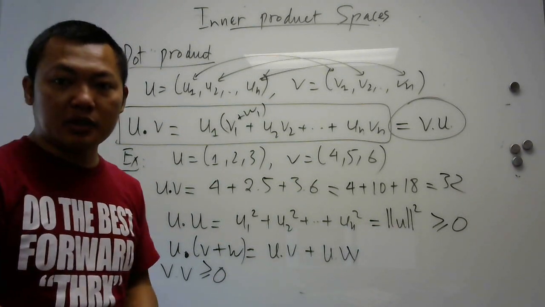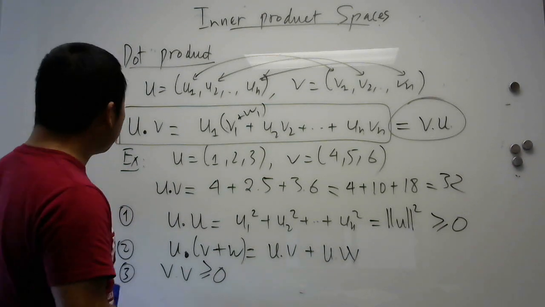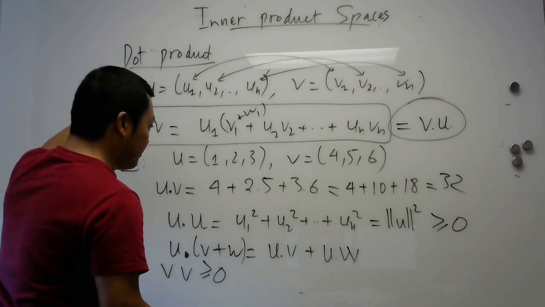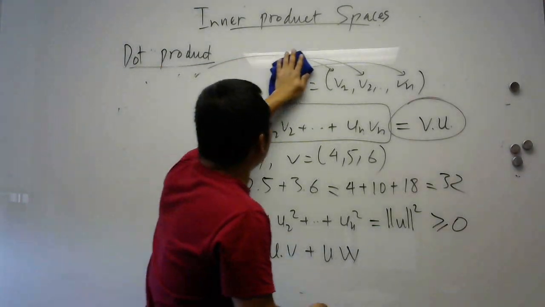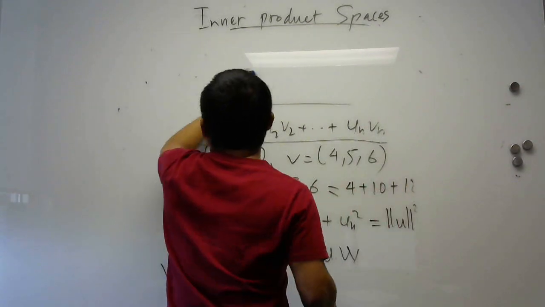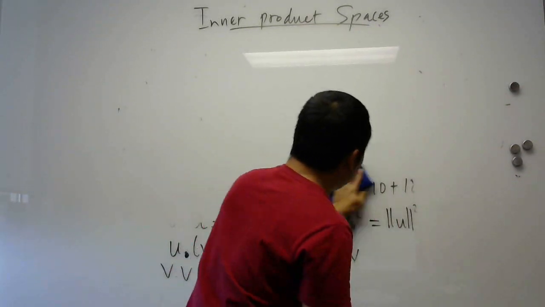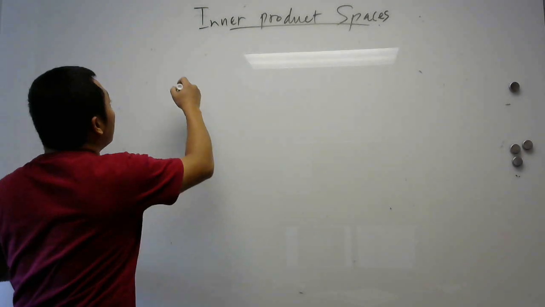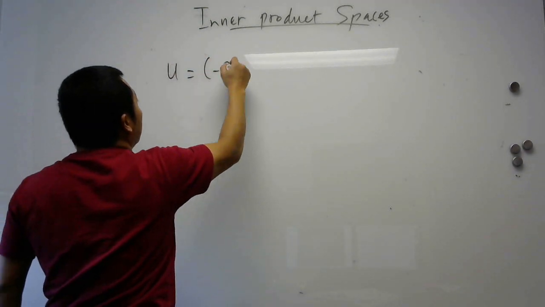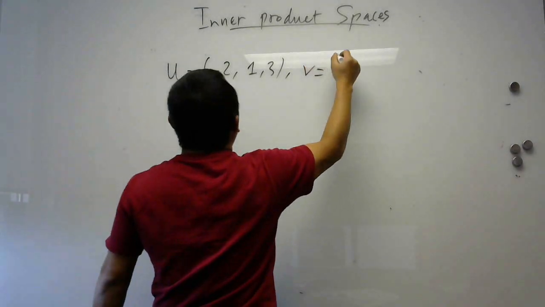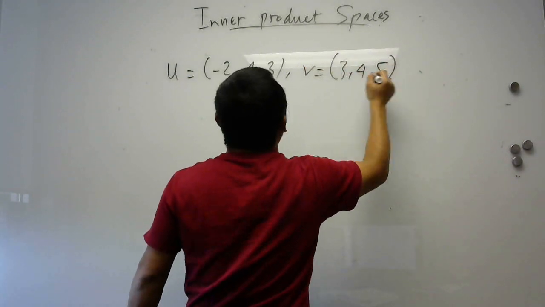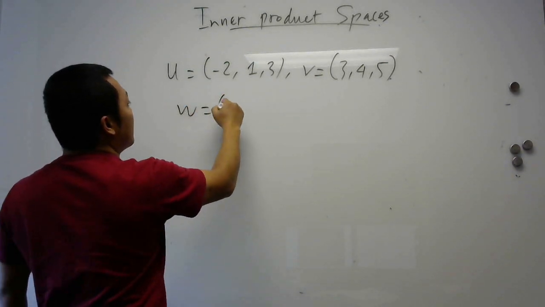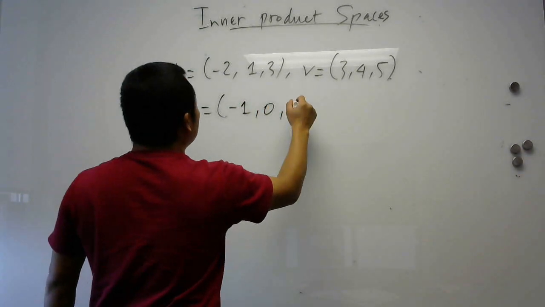Let's do a couple of examples and then I think we can finish recording, and then I will make another video for other topics in this section. So let's say we have u equal to -2, 1, and 3, v is 3, 4, 5, and w is -1, 0, and 2.